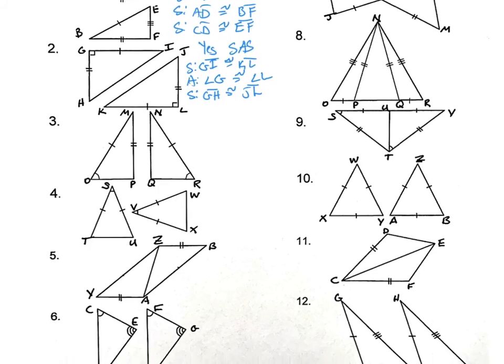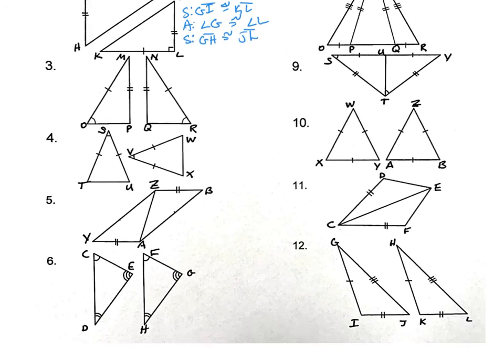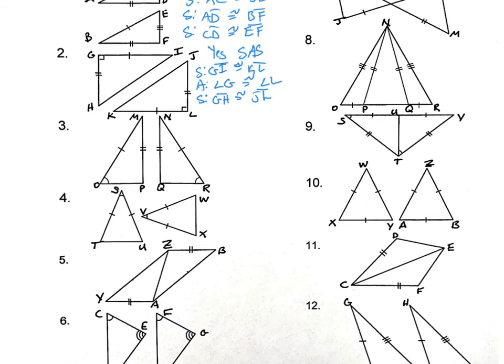Okay, let's move on to number three. Number three here, I have an angle and a side, side. But we don't have an angle, side, side. We only have hypotenuse, leg, side, side, side, side, angle, side. So this one is actually a big old no. We can't use anything for that one.